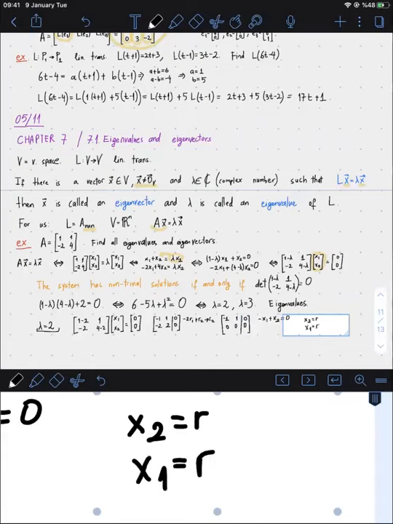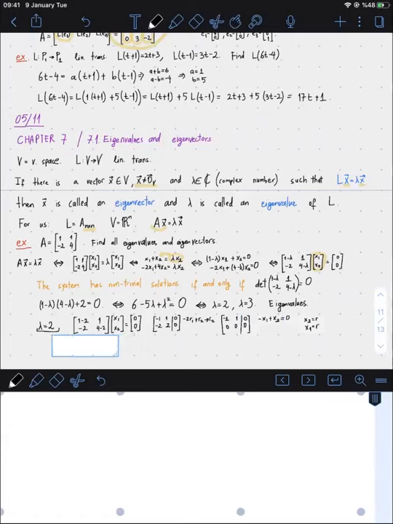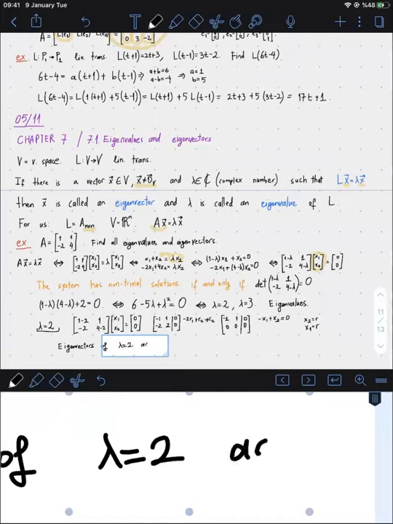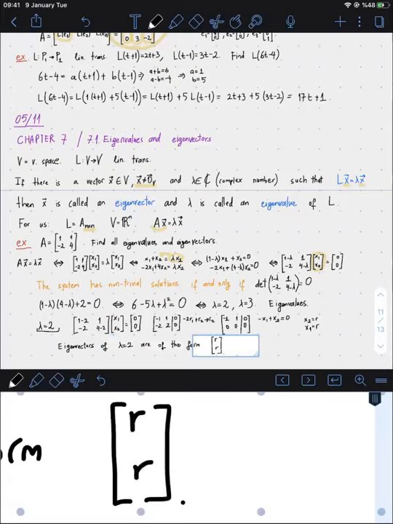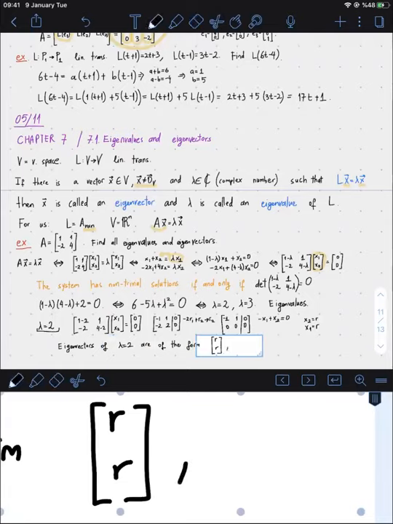So there will be infinitely many eigenvectors of the eigenvalue lambda equals 2 of the form: x1 coordinate is r and x2 coordinate is r. Okay, so as you know, we don't allow r to be 0, because if I put r equals 0, I get the 0, 0 vector, and I explained that we don't want it as an eigenvector.